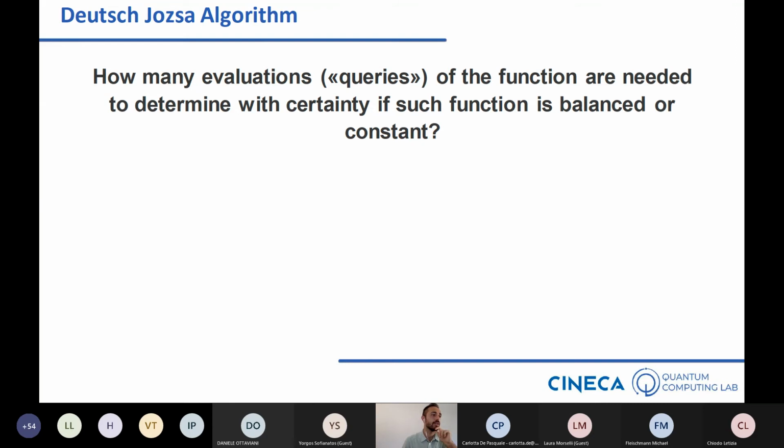Yes, of course, when you select an x, that is your input, and you calculate f of x. You know x and f of x. You want an answer with certainty.